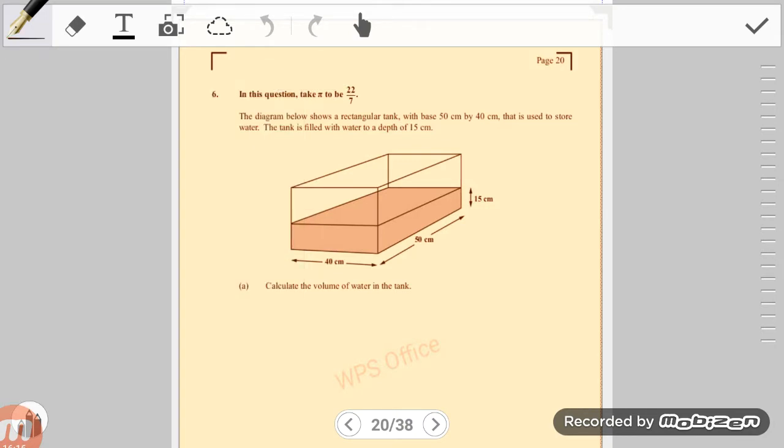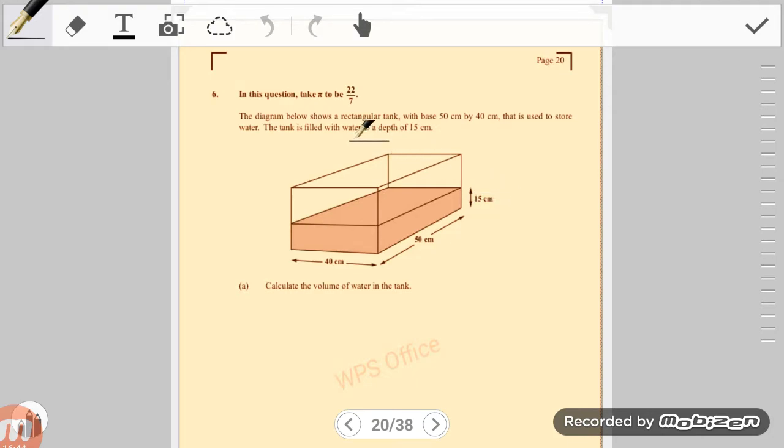In this question, take pi to be 22 over 7. The diagram below shows a rectangular tank with a base of 50 by 40, which we can clearly see here, 50 by 40, that is used to store water. So the tank is used to store water, that's fine. The tank is filled with water to a depth of 15 centimeters.